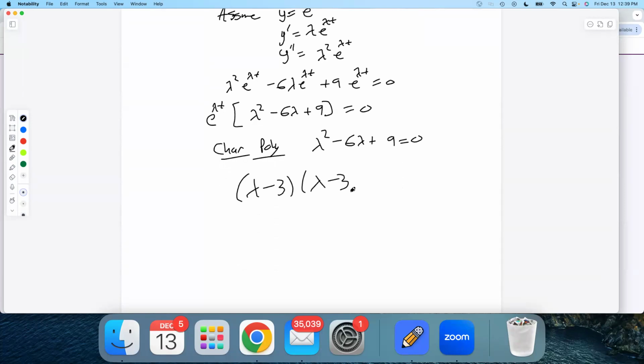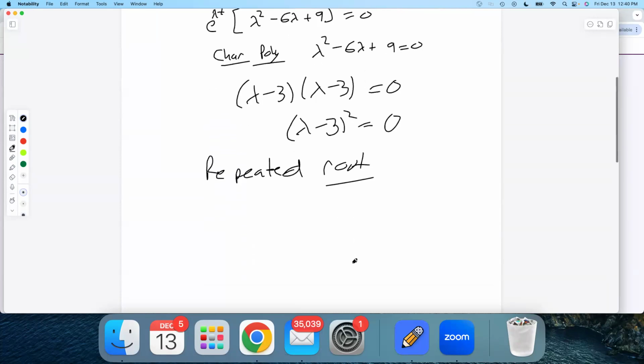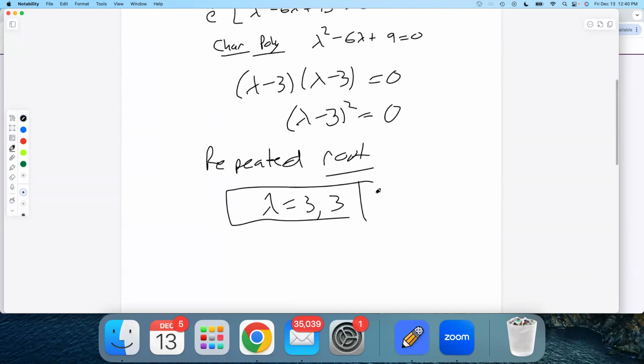All right, that guy factors: lambda minus 3 squared. That's a perfect square trinomial. We only get one solution. We have a repeated root. We've got to do something a little fancy on this one. So we just get lambda equals 3 and 3. We get the same thing twice.